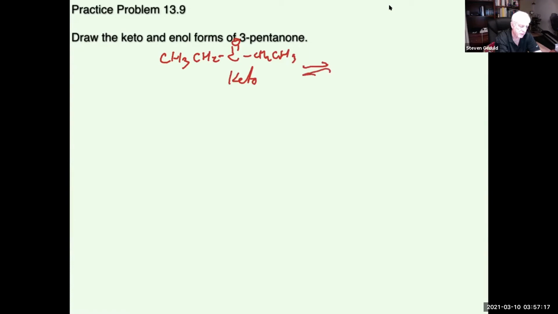The enol form would be CH3, CH. We're going to take one of those H's now. One of these H's is going to come, attack this, and drop the double bond between the carbon atoms. So you have your hydrogen attack there. Your double bond now forms there. CH2, CH3. Okay, and this is your enol form. Now, what would happen if instead of this hydrogen, we use this one? And the double bond went between these two carbons here.